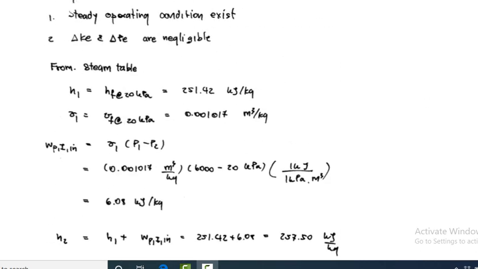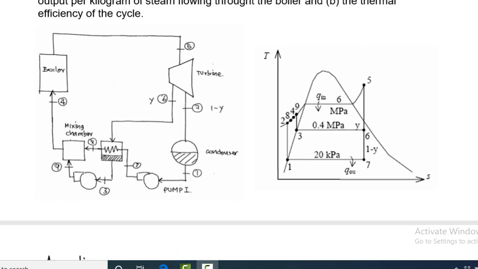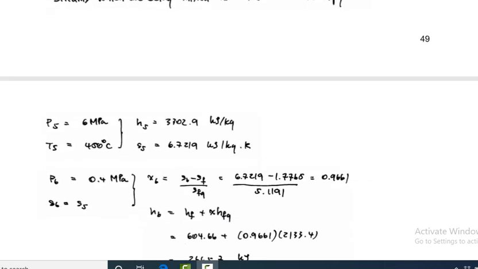Then go to another section, P5. Again, go to point P5 from the TS diagram. You go to point 5 and you have to locate the values. On the TS diagram the temperature is 400 degrees Celsius, more than 100 degrees Celsius. That means it is superheated steam, and for superheated steam you have to consider the steam table. You have to find the value of H5 from this. You are getting this enthalpy and entropy value.